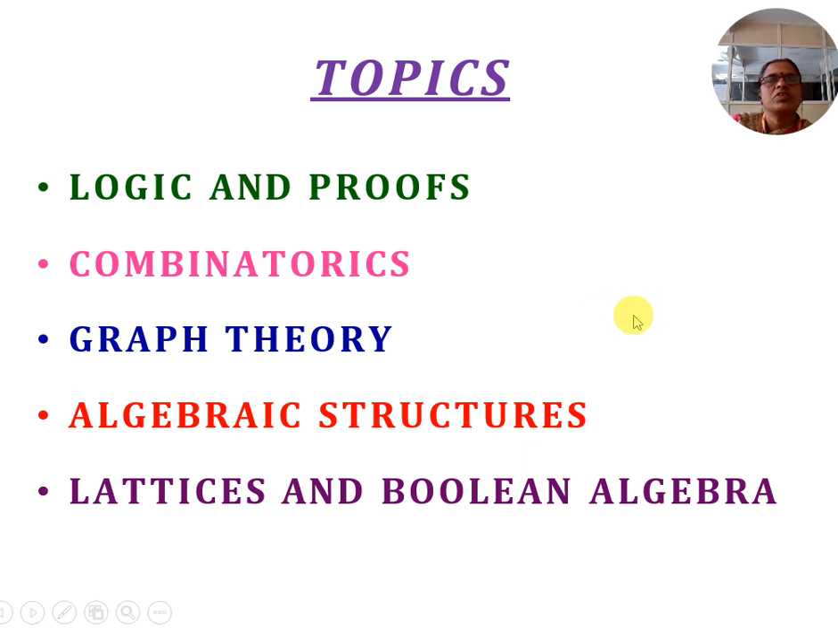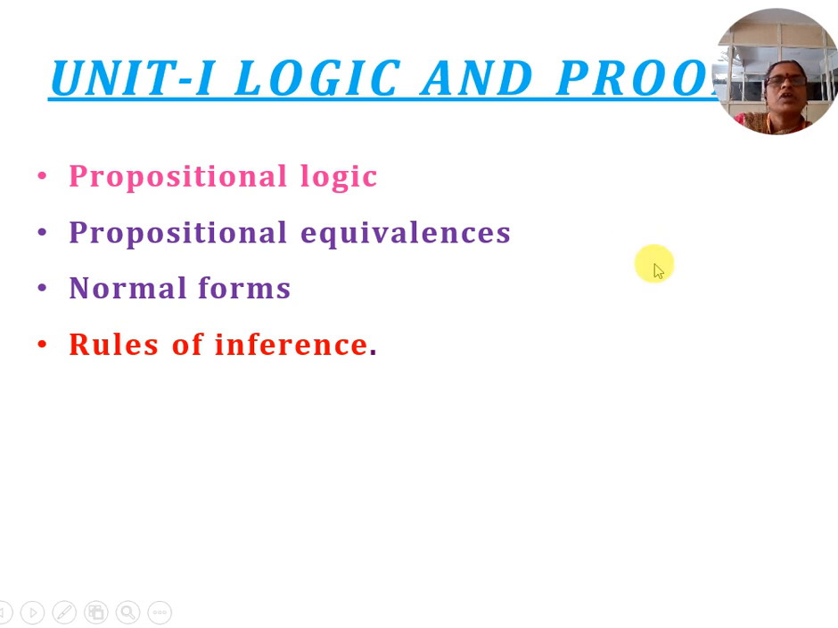In this course, we are going to see the 5 units. What are they? They are logic and proofs, combinatorics, graph theory, algebraic structures, and lattices and Boolean algebra. First, we are going to see the first unit, logic and proofs. Under this, we are going to see propositional logic, propositional equivalences, normal forms, and rules of inference.